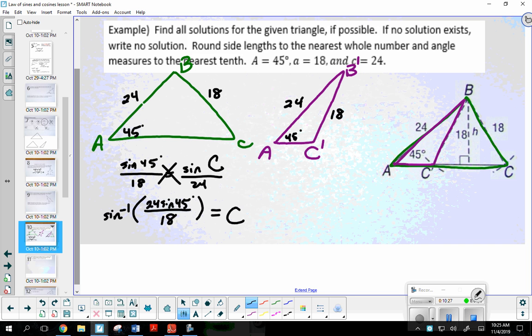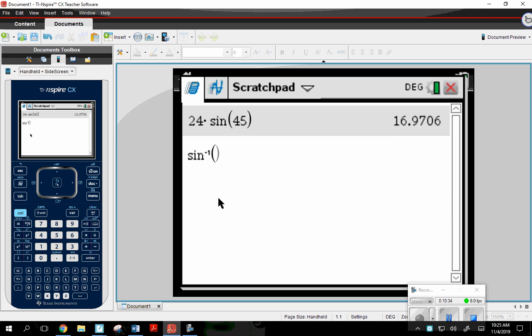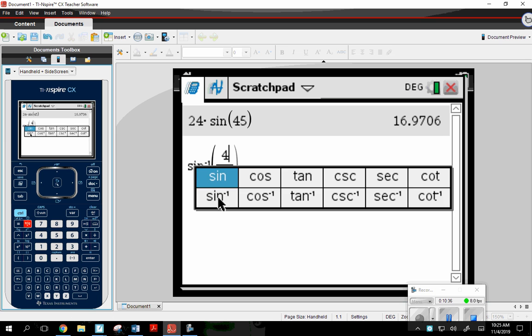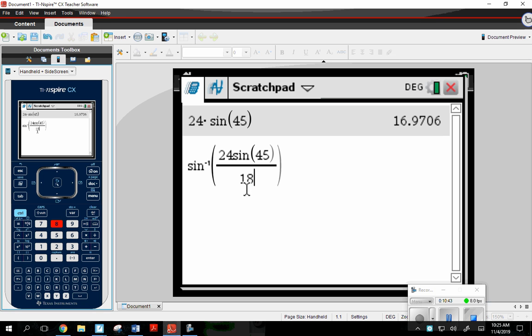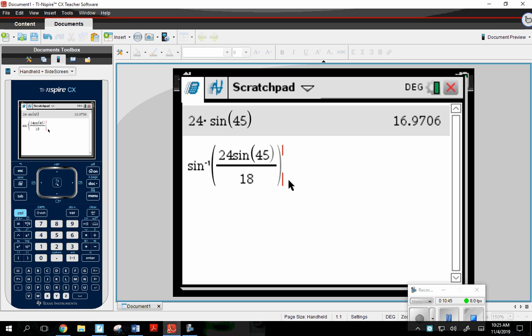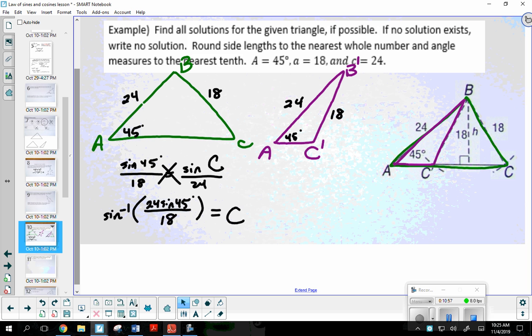All right. Well, let's see what angle measure I'm going to get for C. 24 sine of 45. Here we go. So 24 sine, put that 2 in there. 24 sine of 45 divided by 18. Somebody help me out. What should I get when I push enter? What is the measure of angle C? 70.5? Okay, that's exactly right. So now I'm going to go ahead and say this is 70.5 degrees.